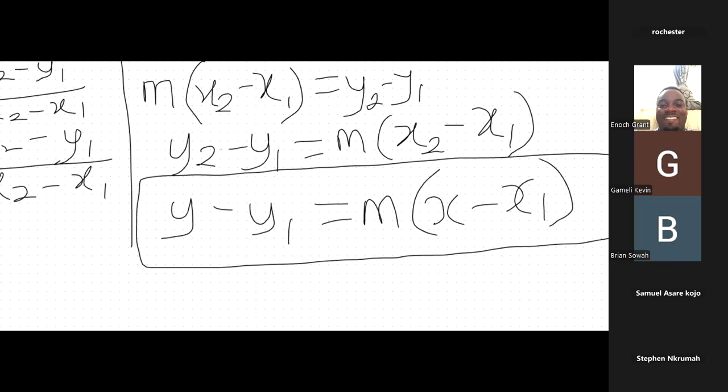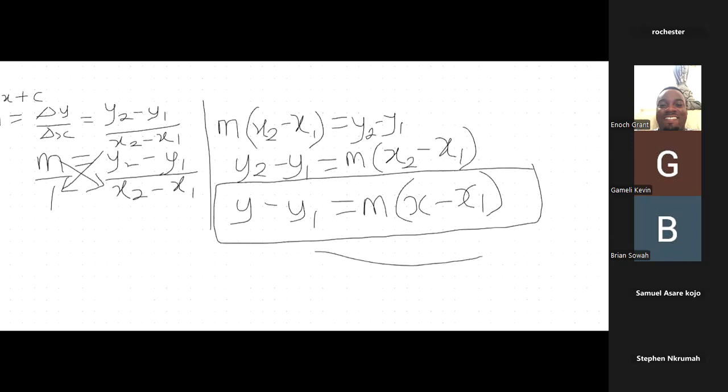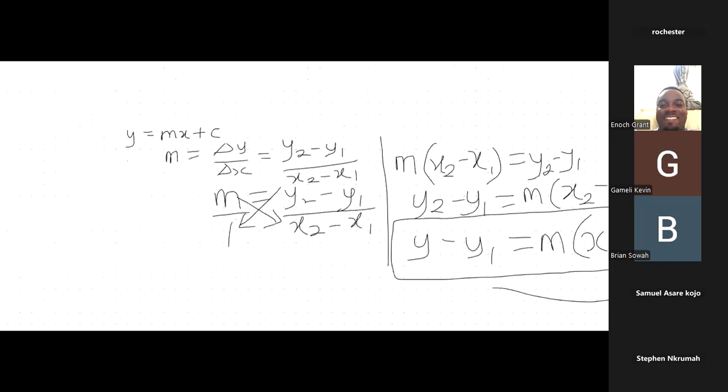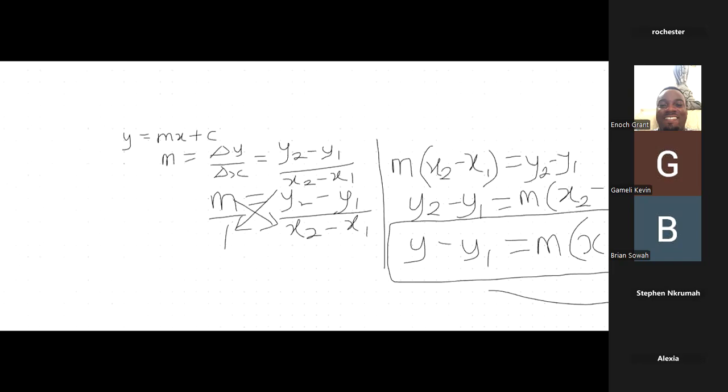This is what we call the equation of a straight line. Any questions? Let me make it small for us to see where we started from. So we started from there, we moved to the gradient, and now we are here. We are now at y minus y1 equals m into bracket x minus x1. Good. Any question for me before we proceed?